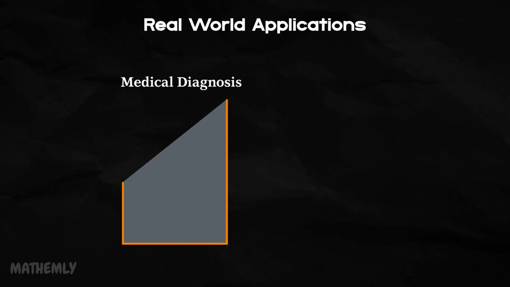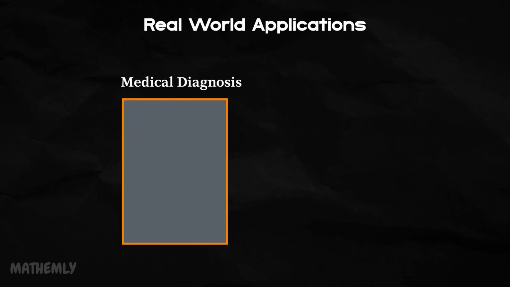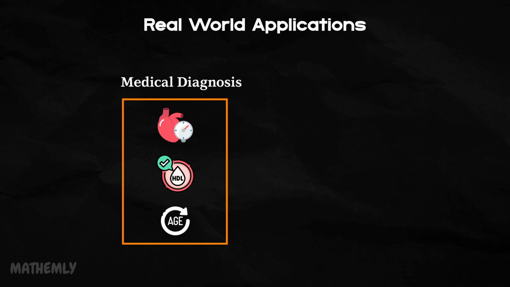Logistic regression is a simple yet powerful tool that is widely used across various industries. Let's take a look at some real-world applications where it plays a crucial role. Medical diagnosis. Doctors use logistic regression to predict whether a patient has a particular disease based on symptoms, test results, and medical history. For example, given a patient's blood pressure, cholesterol level, and age, the model can estimate the probability of heart disease. If the probability is high, further tests or treatments can be recommended.